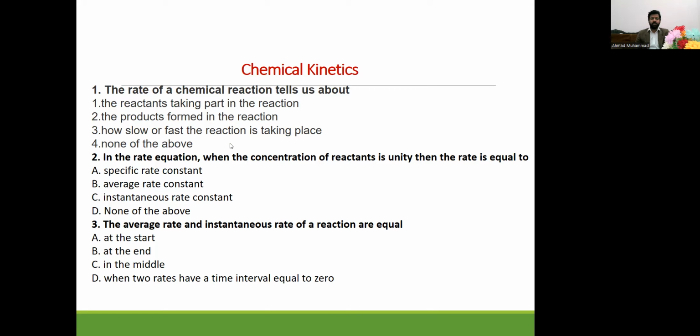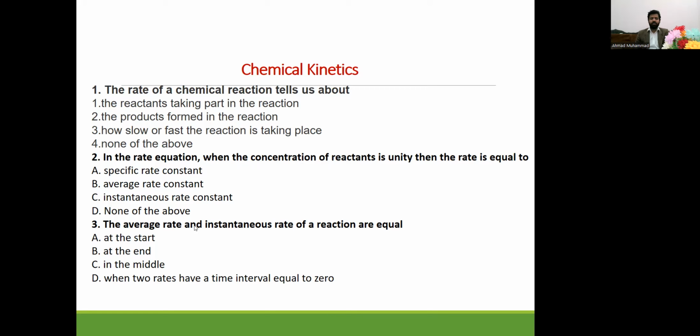In the second question, in the rate equation, when the concentration of reactant is unity, then the rate is equal to: specific rate constant, average rate constant, instantaneous rate constant, none of the above. So the right option is A, specific rate constant.